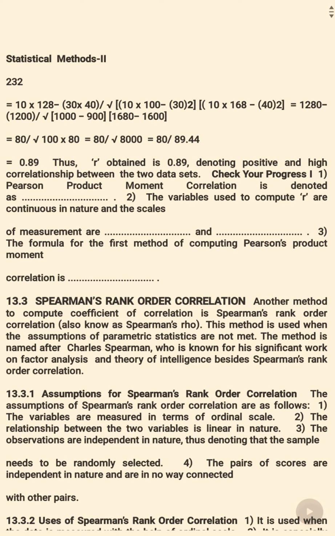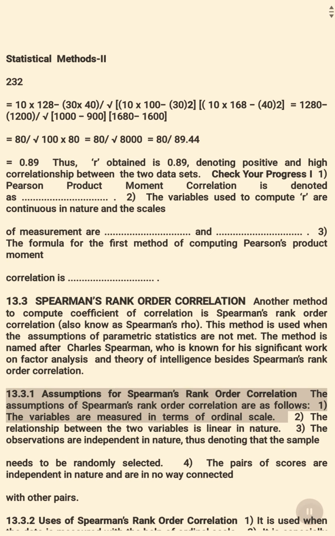Okay, we will directly go for the Spearman's rank order correlation. 18.3 Spearman's rank order correlation. Another method to compute coefficient of correlation is Spearman's rank order correlation, also known as Spearman's rho. This method is used when the assumptions of parametric statistics are not met. The method is named after Charles Spearman, who is known for his significant work on factor analysis and theory of intelligence.